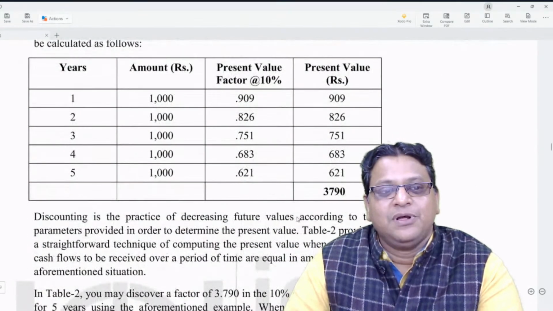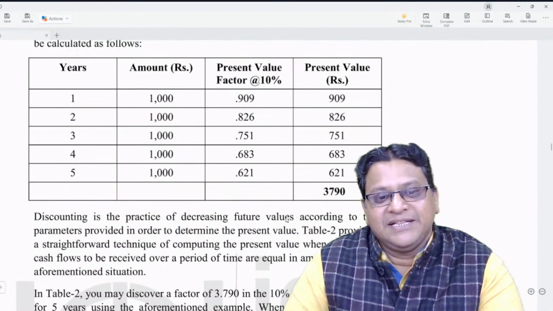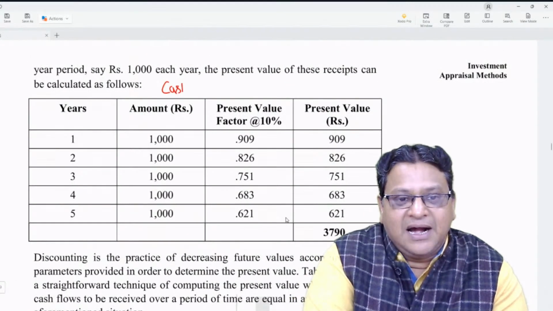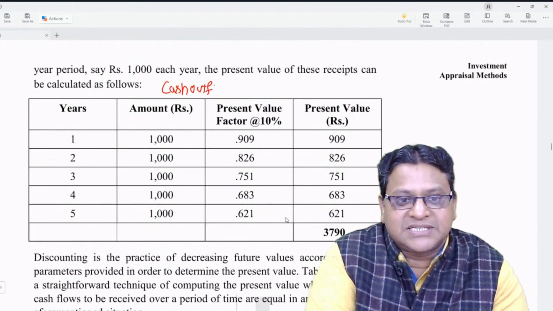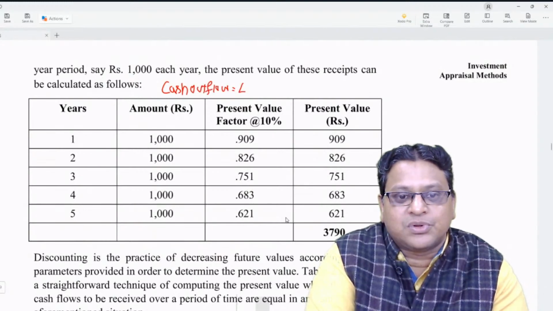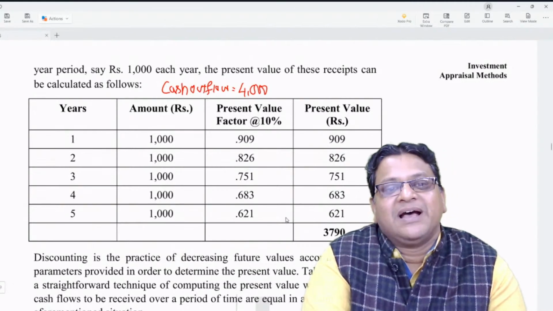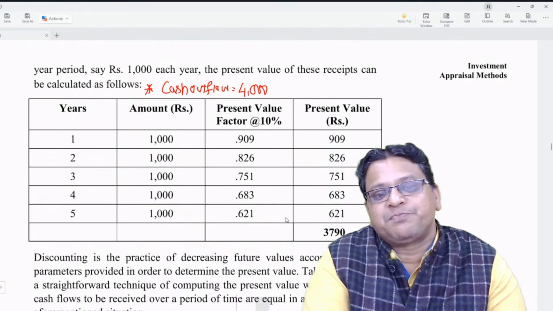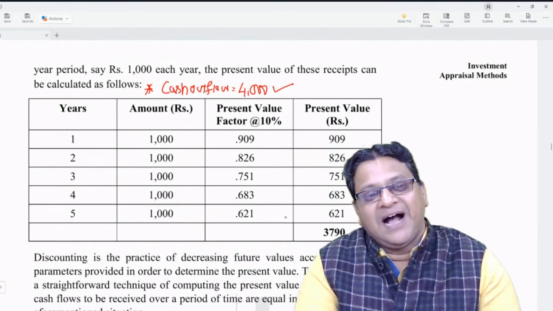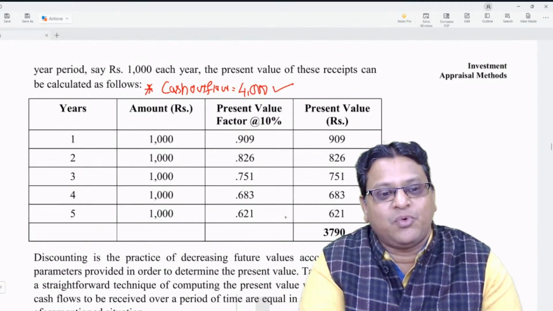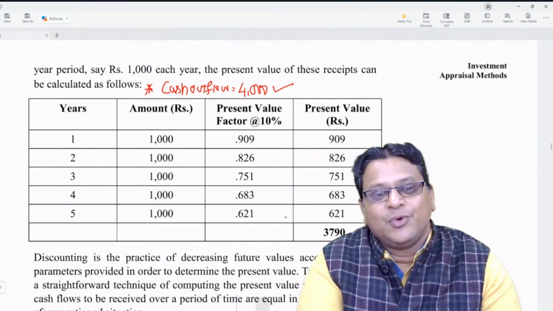Suppose there is a project, and in this project, the cash outflow is 4,000. That means if we do the project right now, we have to spend 4,000. And the project is of 5 years. The lifetime of the project is 5 years: 1, 2, 3, 4, 5. And each year we will generate this type of cash inflow.